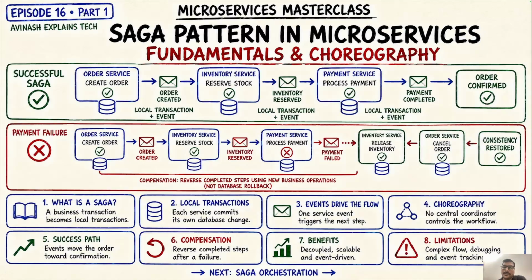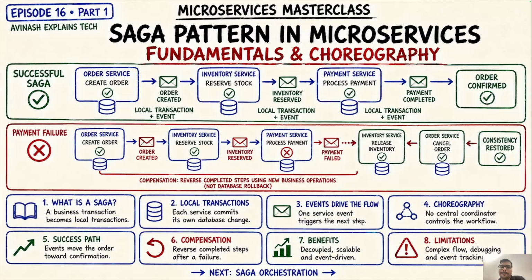It should also contain important identifiers such as event ID, saga ID, order ID, event type, timestamp, and correlation ID. The saga ID or correlation ID helps us connect all the events belonging to the same business transaction. Consumers should also be idempotent because the same event may be delivered more than once. For example, receiving inventory reserved twice must not charge the customer twice.